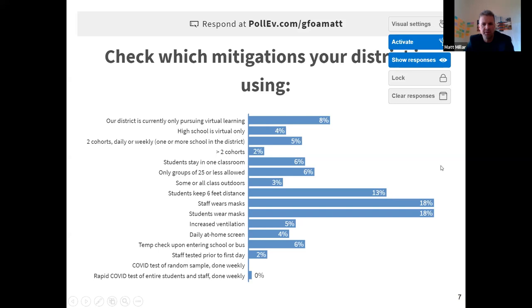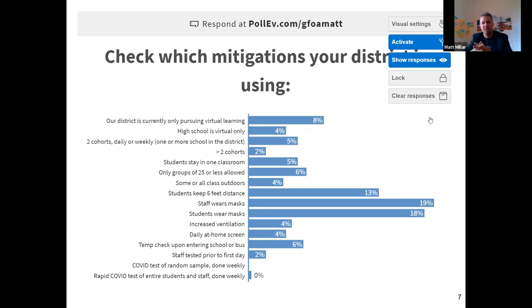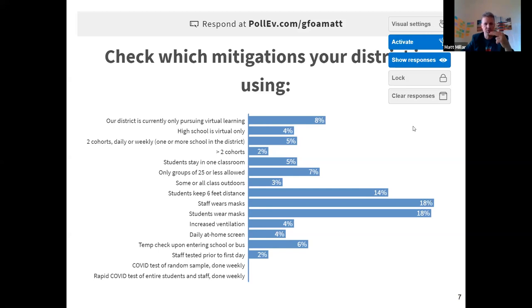That might be our miscommunication on this side. If you're still looking at that first question, pick the mitigation that you think is the highest mitigation, like testing staff prior to school. That's not a lot of people are doing that. Hey, Matt, they could select more than one. Well, you can select more than one. Oh, okay, excellent. Thank you, Matt. So please select all that are applicable. If your district is only virtual at this point, obviously that's the only one. But if you're in person, then go ahead and select all the ones that are applicable.